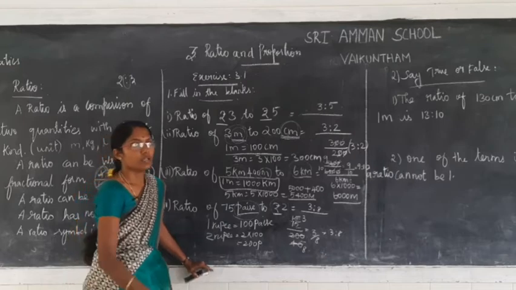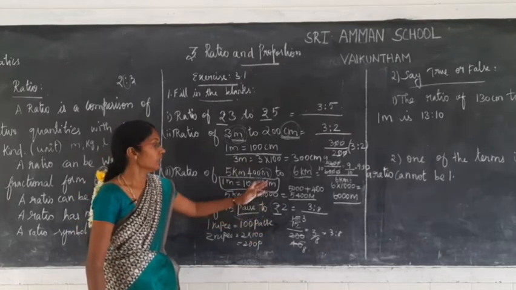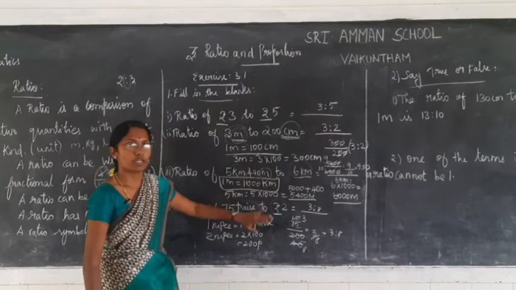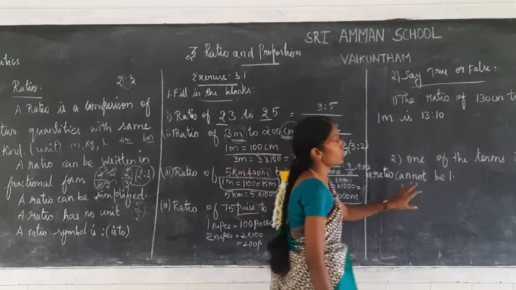So the answer is 3 is to 8. Okay, clear? So how to simplify and how to convert the units? Have you all clear about this? Okay. So next we move for true or false.